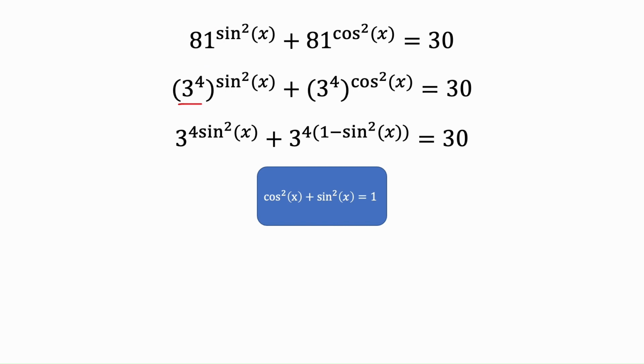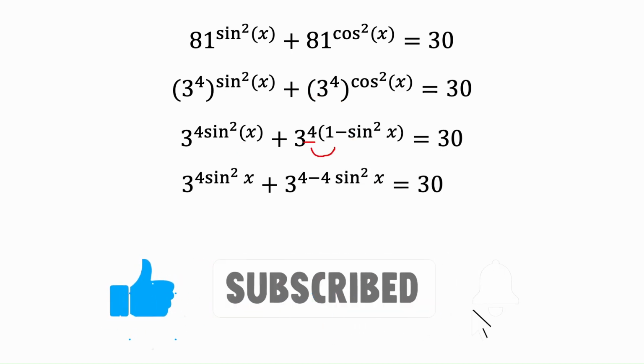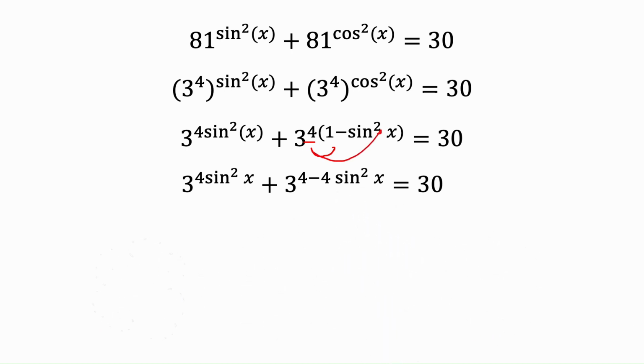We can write 3 to the power 4 to the power sine square as 3 to the power 4 times sine square. And again here, same as before, we have the formula cosine to the power 2 plus sine to the power 2 equals 1. So we can write cosine square as 1 minus sine square, because we want everything to be similar to each other. Here we have sine square, so we want sine square here too. So here we multiply 4 by 1 minus sine square. So we will have this part.